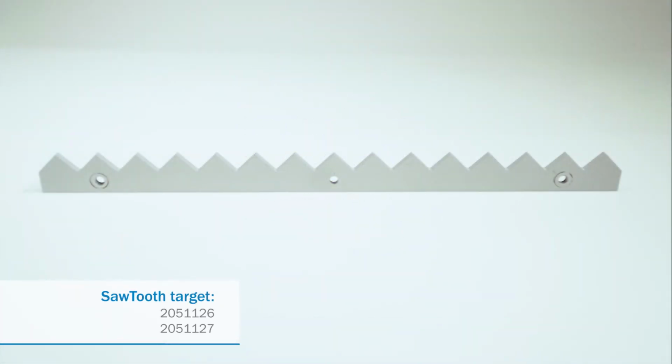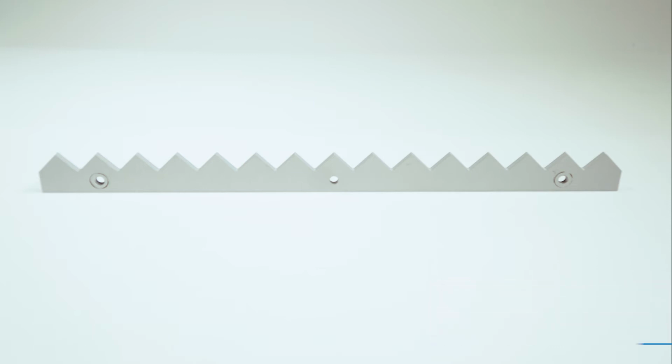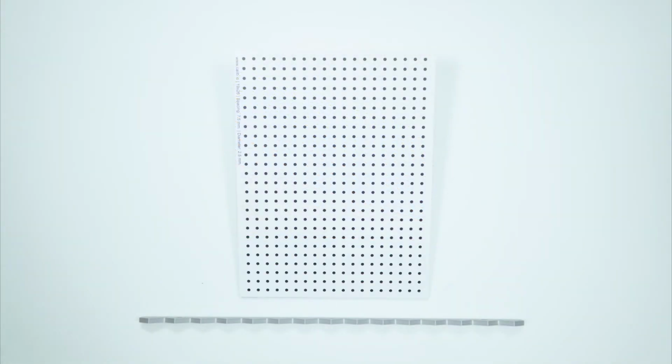The advantage of the sawtooth method is that it's slightly easier to use. It is also better to use for a large field of view, since you can produce a very big sawtooth target. Remember, it's always a good idea to validate your calibration by measuring on your samples to see what performance you get. The dot wedge method is instead recommended for a very small field of view, because it can be produced in a very small size. No matter which method you use, the calibration model achieved will be the same.